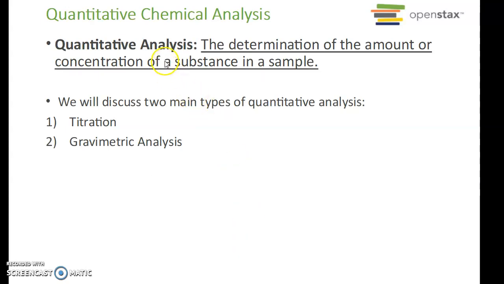Now, quantitative analysis is the determination of the amount or concentration of a substance in a sample. There are 2 main ways that we in the chemistry laboratory determine that. One is by titration, and next week we'll be talking quite a bit more about that because we'll be doing acid-base titration, and then gravimetric analysis. Gravimetric just means it's based upon weight, okay?